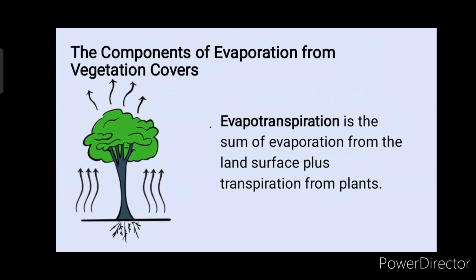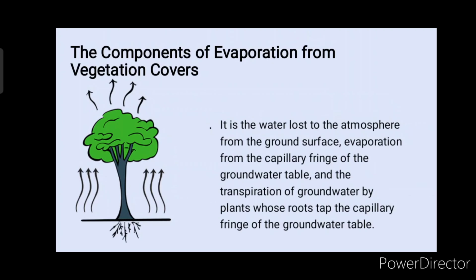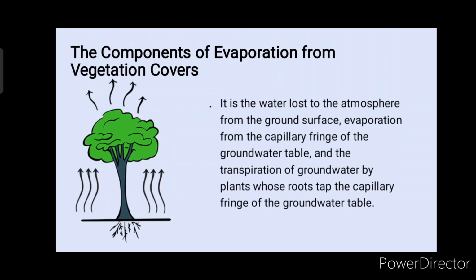Evapotranspiration is the sum of evaporation from the land surface plus transpiration from plants. It is the water lost to the atmosphere from the ground surface, evaporation from the capillary fringe of the groundwater table, and the transpiration of groundwater by plants whose roots tap the capillary fringe of the groundwater table.